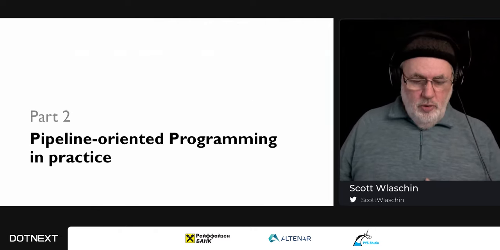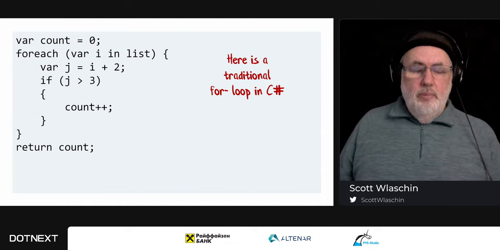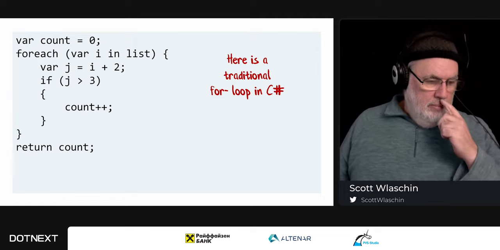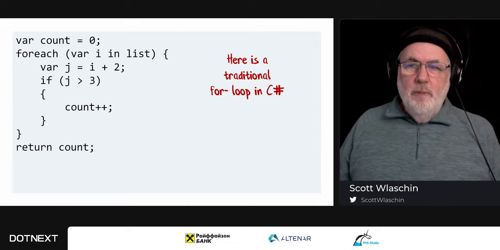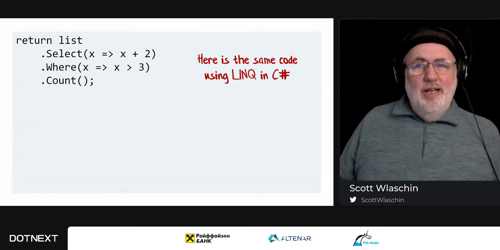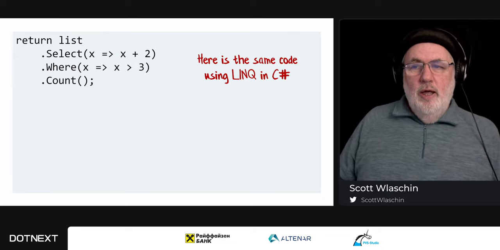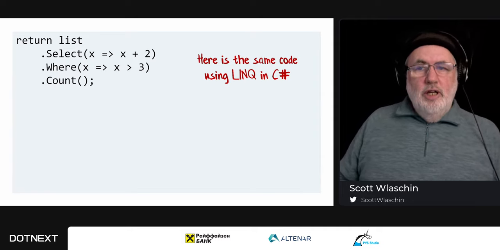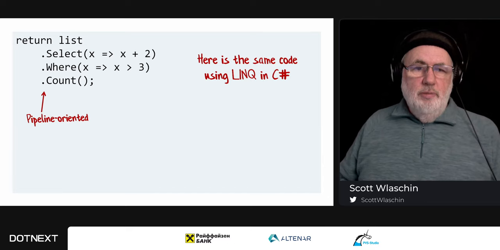So let's move on to how do you do this in practice? I'm going to start with some C# code, and this is a for loop. This is a C# for loop, and it's kind of hard to understand what's going on sometimes. You can figure it out, but it's not particularly obvious. Now, if I compare the same loop written using LINQ, I think it's a lot easier to understand what's going on. Now, it might not be as performant, but it's a lot easier to see what's going on. I'm adding two to everything, and then I'm filtering by if they're bigger than a certain number, and I'm counting them, and so on. So I think LINQ is a really good example of pipeline-oriented programming in C#, right? You're just chaining, passing the data through a series of steps.